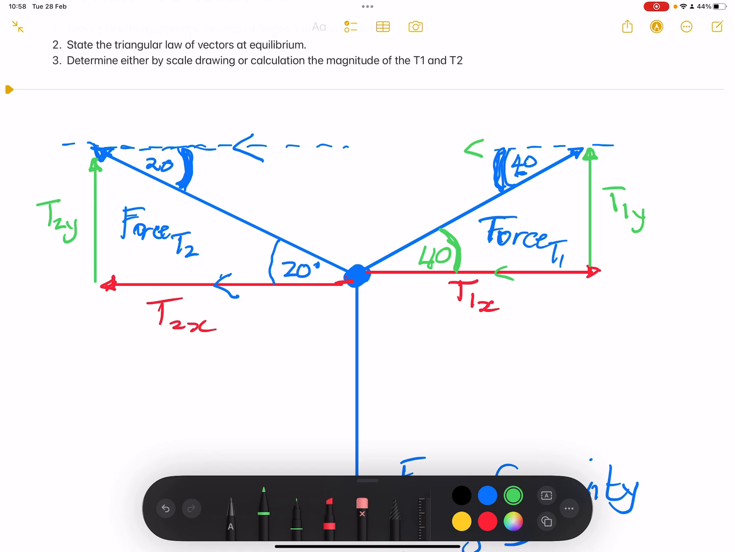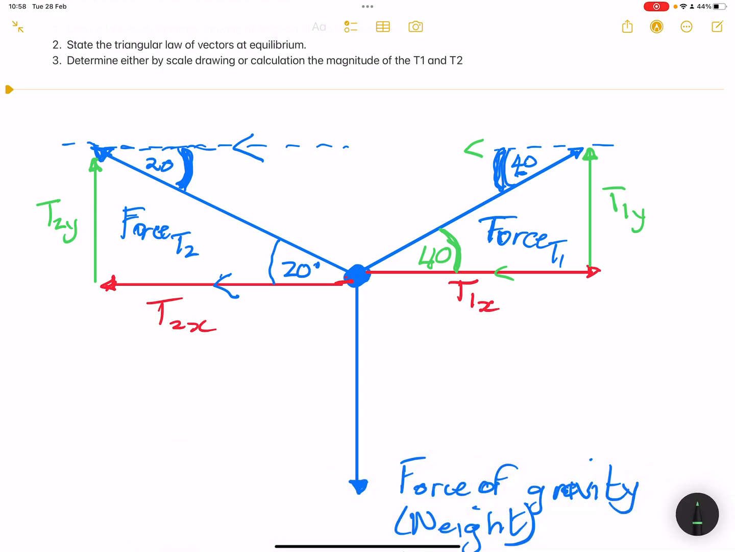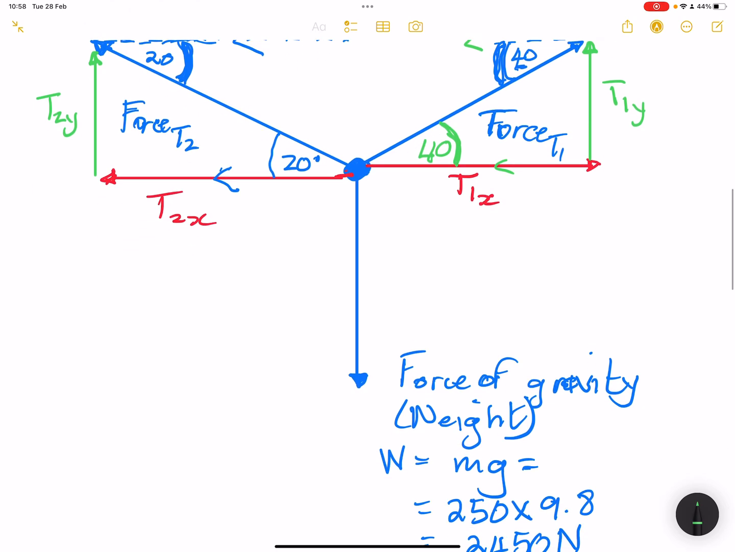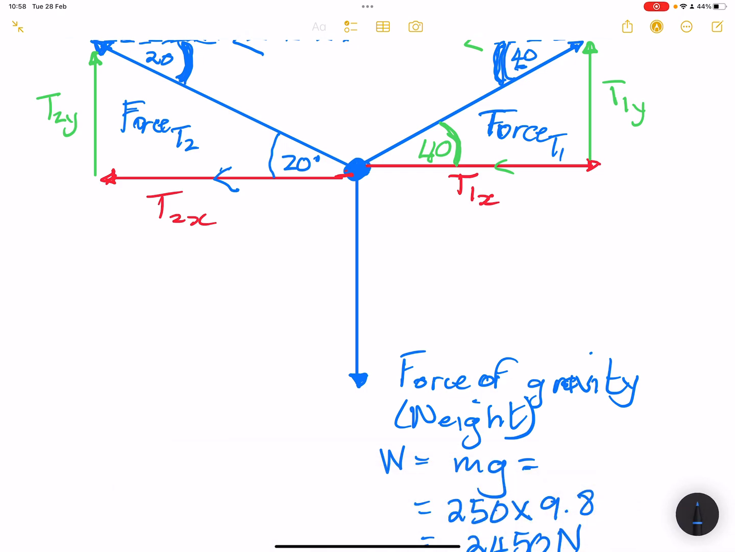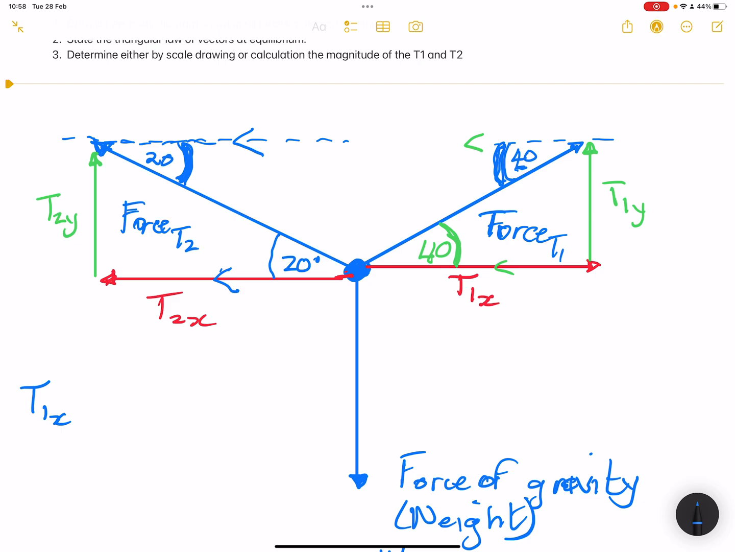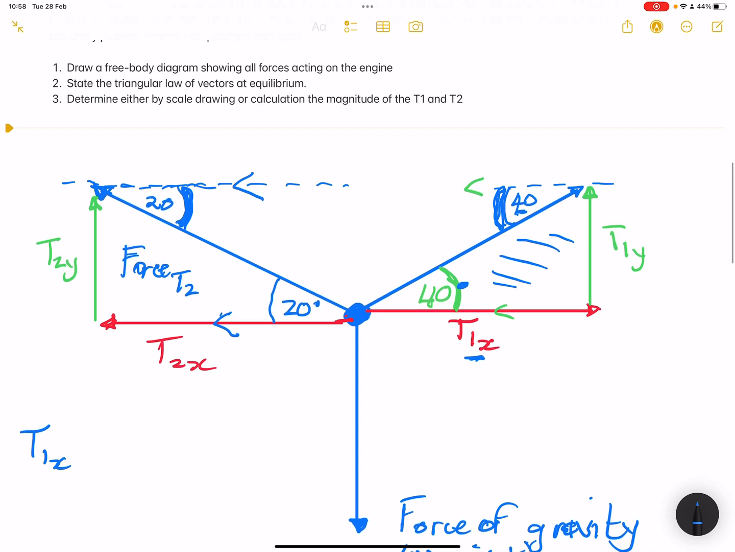Right. Now, in this case, I want you to please note this. If I'm looking for T1x, think about it. If you look within this triangle, remember, if I want T1x, this is adjacent to that 40-degree angle. And in this case, we are interested in finding T1, which is the hypotenuse.